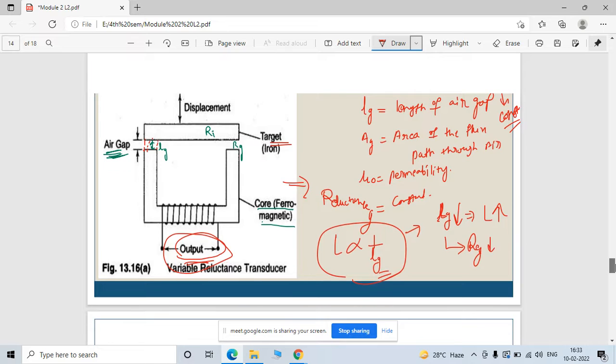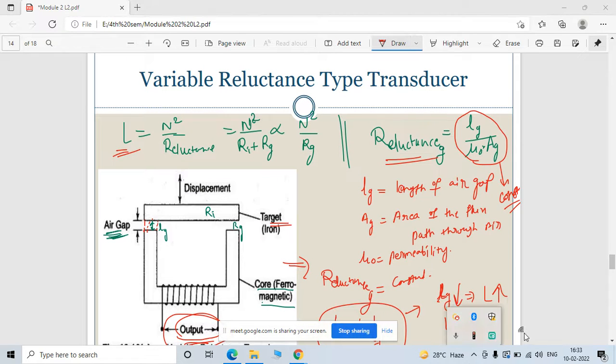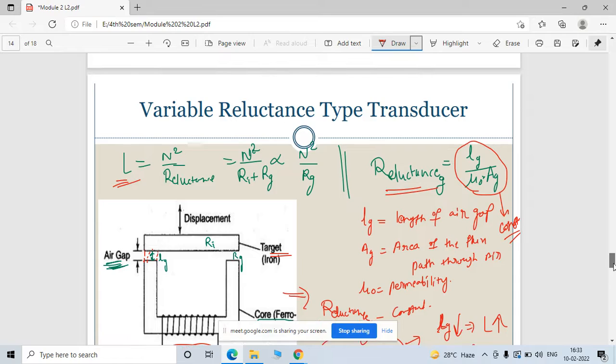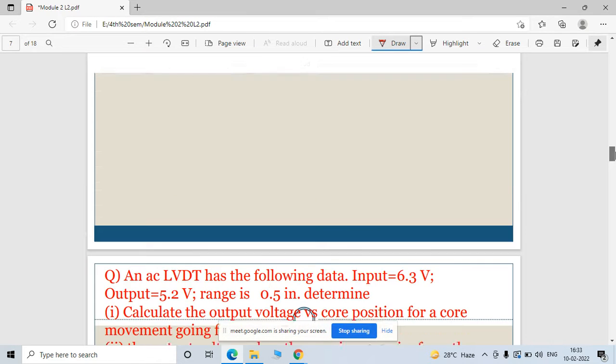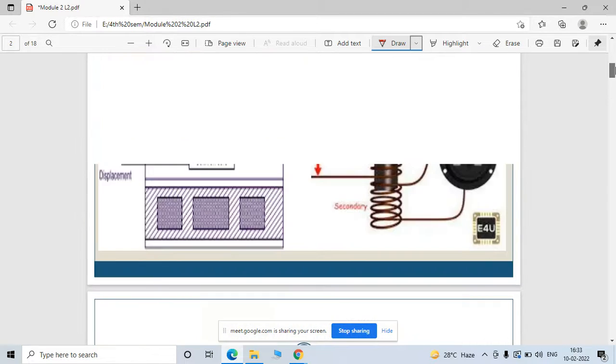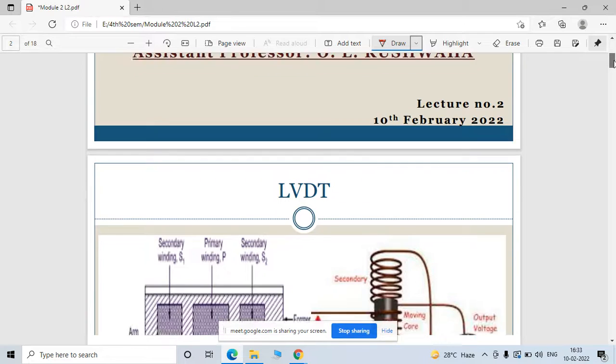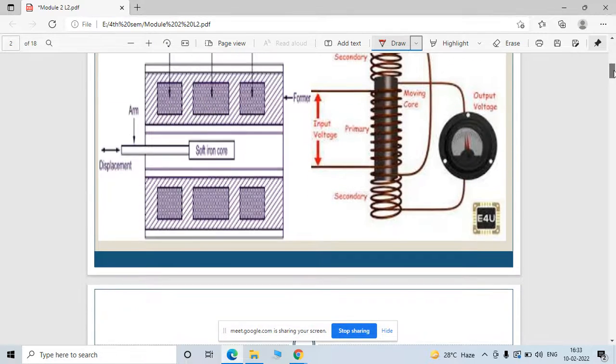So one more type is LVDT. LVDT is also an inductive type of transducer. So now we will discuss the LVDT. So these are the basic structures of LVDT.